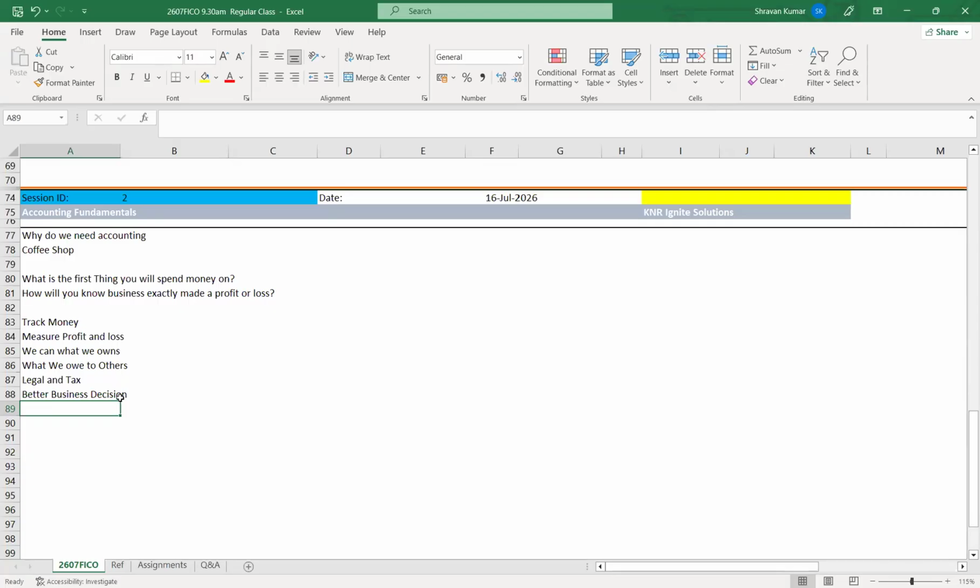So always remember one simple sentence: accounting is the language of business, and SAP is a technology which helps the business to speak that language.